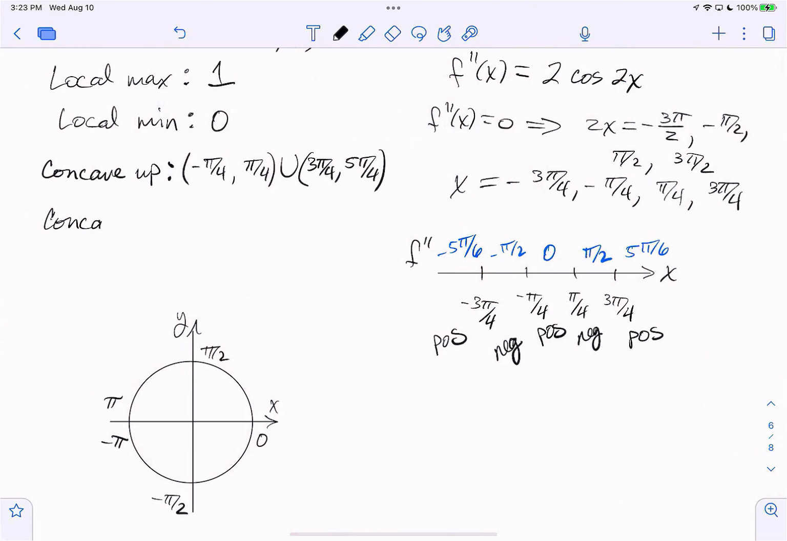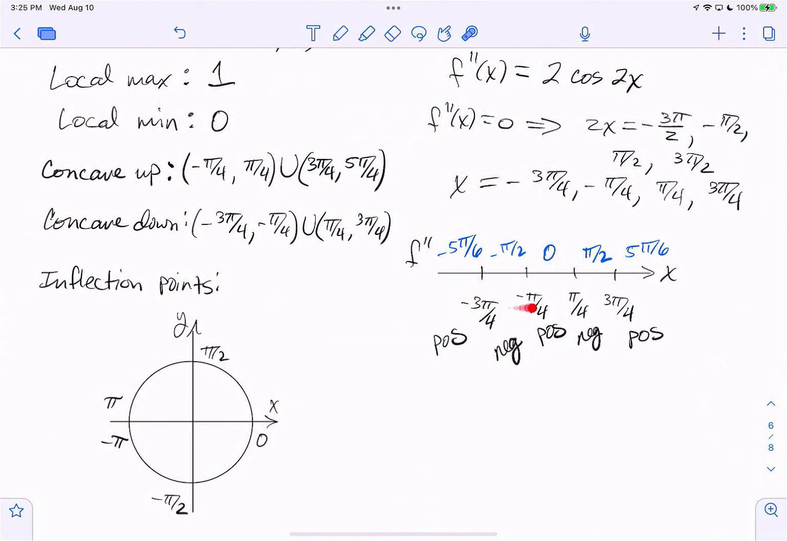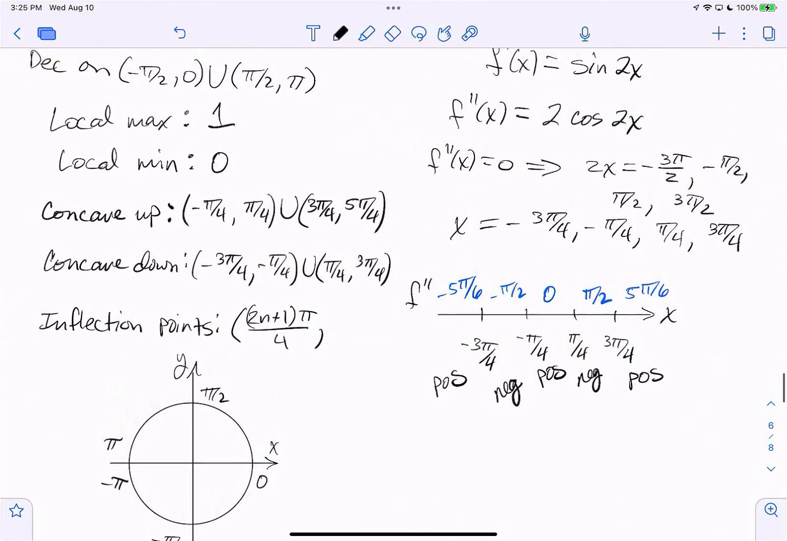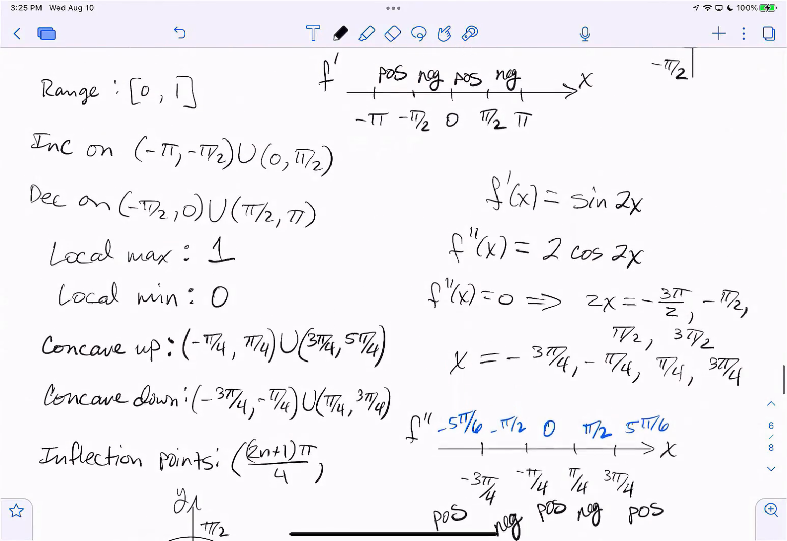Concave down, negative 3 pi over 4 to negative pi over 4, together with, say, pi over 4 to 3 pi over 4. As far as inflection points, if you're noting the pattern here, we have odd multiples of pi over 4. So I'm going to say (2n plus 1) pi over 4 comma, oh geez, do we have to figure out the y coordinates for all of these? Yeah, but it's really easy.